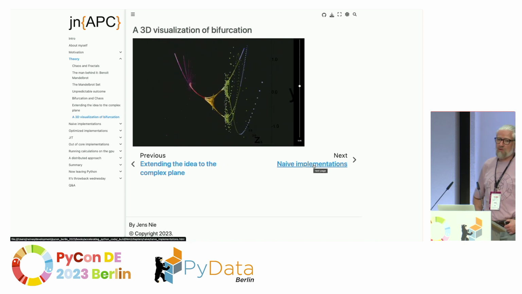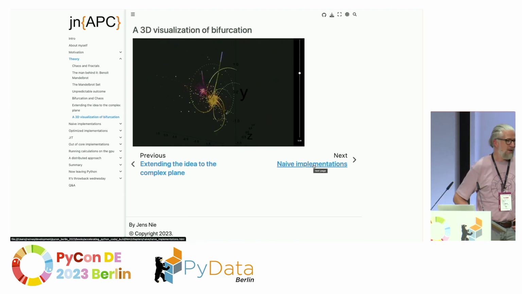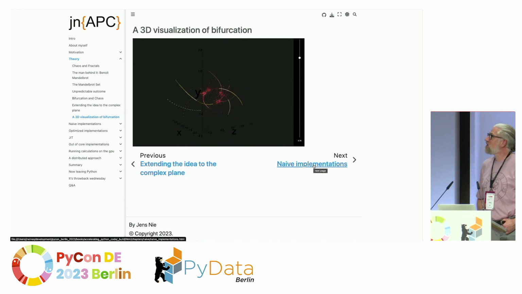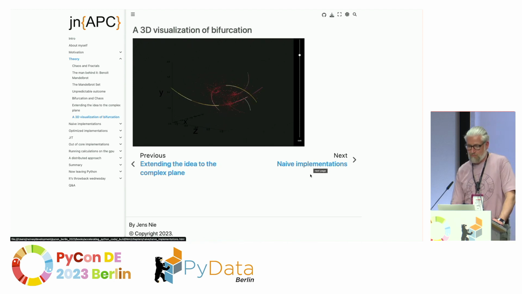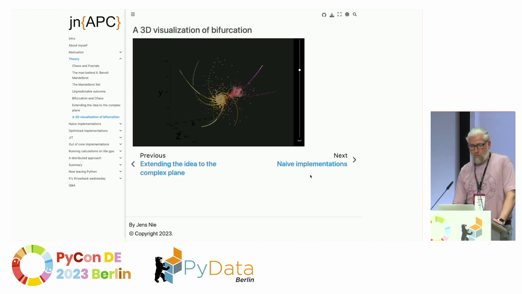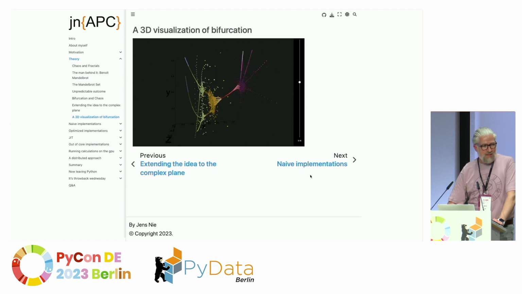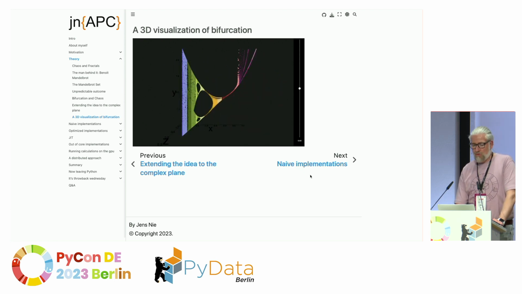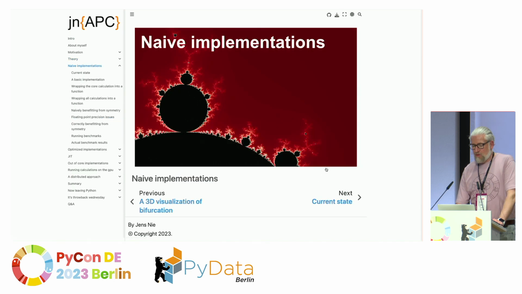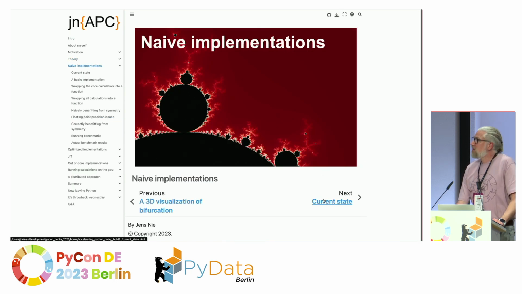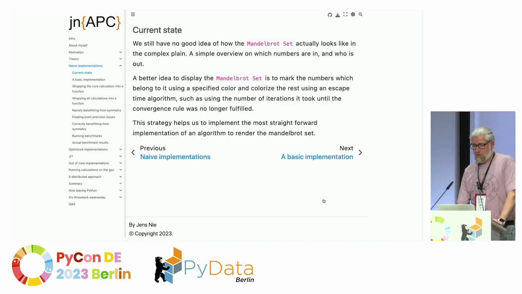These are the fancy things that you can do with IPyVolume, by the way, which is quite a nice library to be using for these things, and quite fast. But still, when it comes to just seeing the set of numbers that are involved, we don't have the right idea. So we probably need another approach. We had an idea now how complex numbers are involved in this iteration, how things change, but we still have not the right idea how everything looks like.